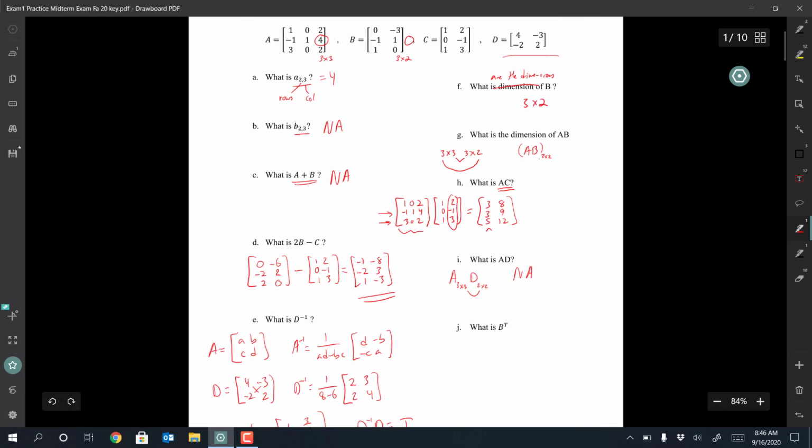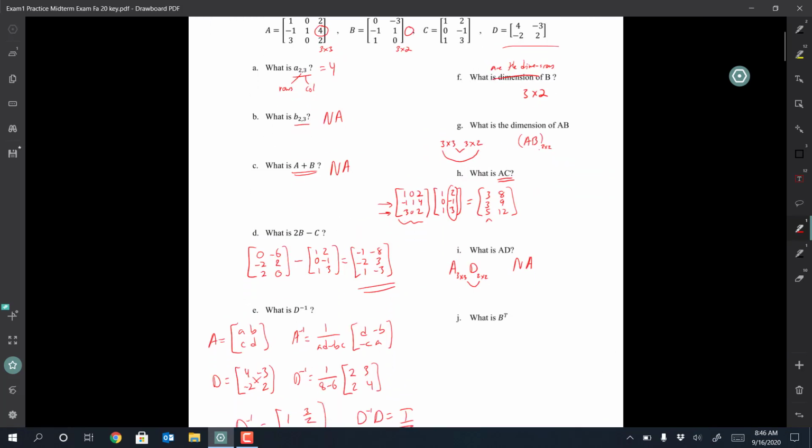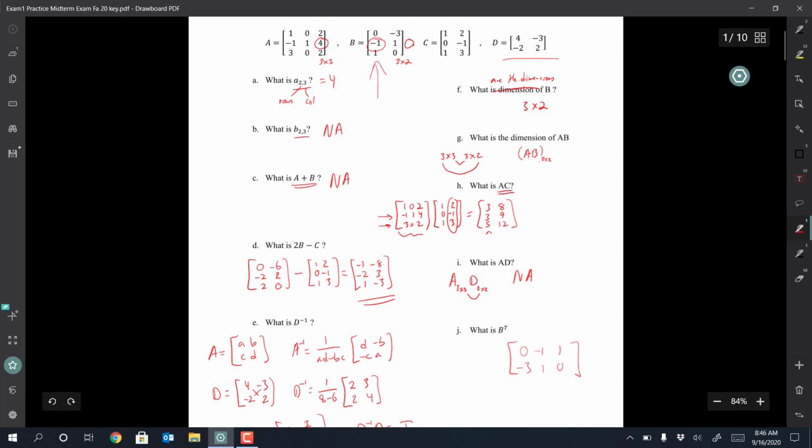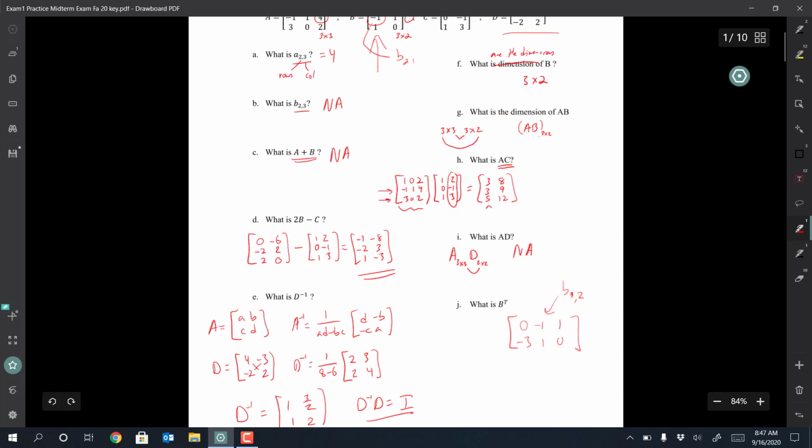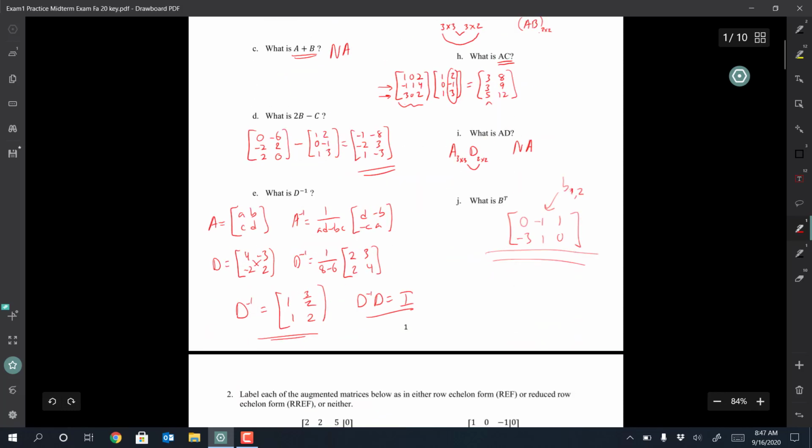Well, to take the transpose, I'm just switching the rows and columns. So in this case, I have a 3 by 2 matrix B. That means the transpose is going to be a 2 by 3. I'm basically going to take the first column of B, 0, negative 1, 1, and make it the first row of the transpose. I'll make the second column the second row. So I take the value here, the value in the 2, 1 position, and I move it here to the 1, 2 position. That's what we mean to take the transpose. So there is my transpose value.